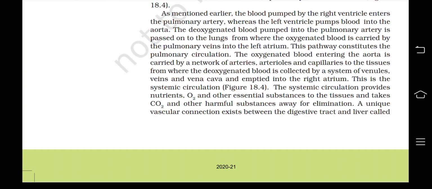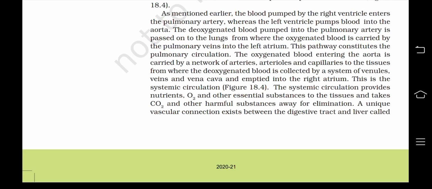The oxygenated blood entering the aorta is carried by a network of arteries, arterioles, and capillaries to the tissues, from where the deoxygenated blood is collected by a system of venules, veins, and vena cava and emptied into the right atrium. This is the systemic circulation. The systemic circulation provides nutrients, O2, and other essential substances to the tissues and takes CO2 and other harmful substances away from them for elimination.